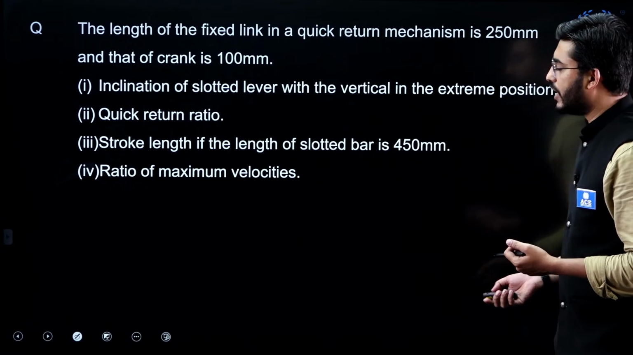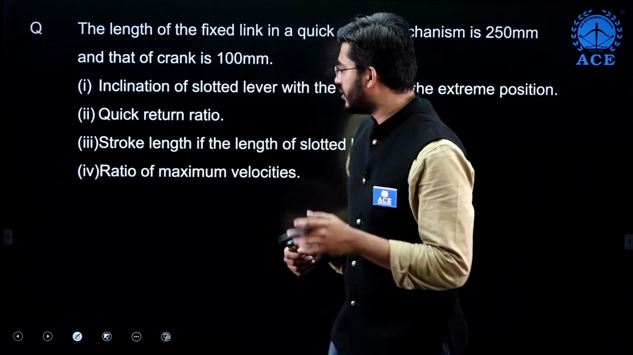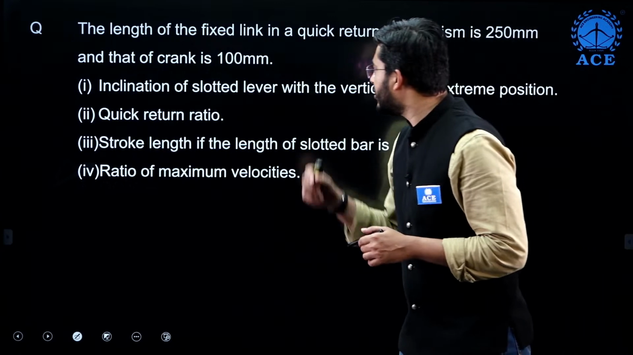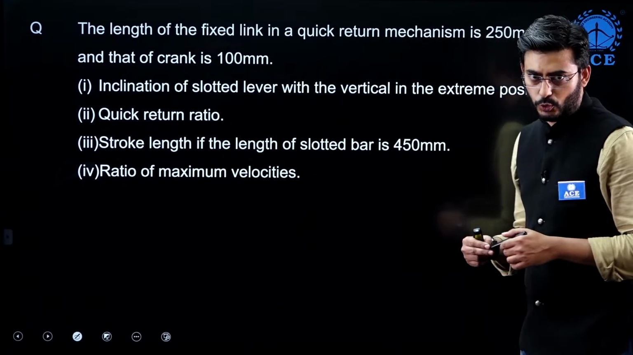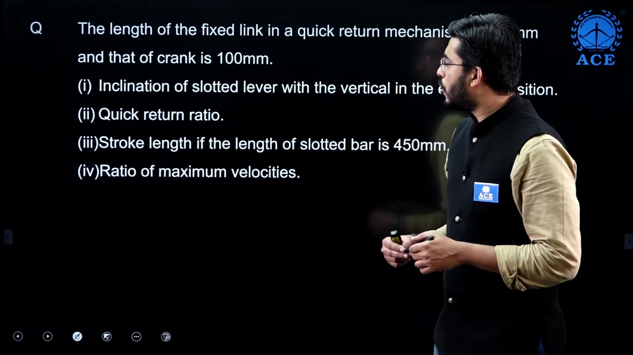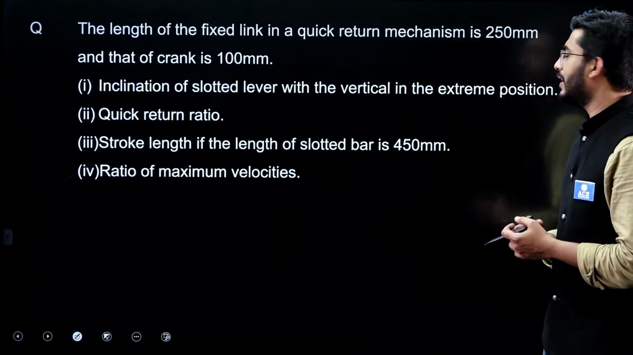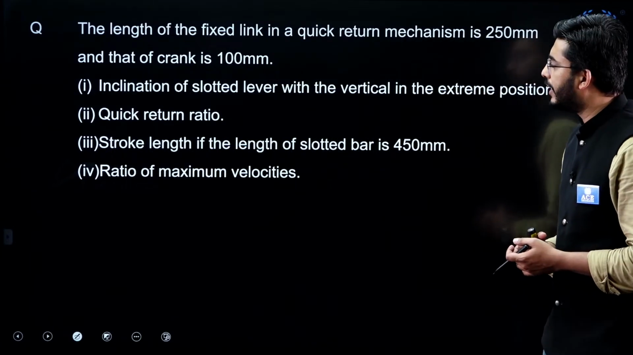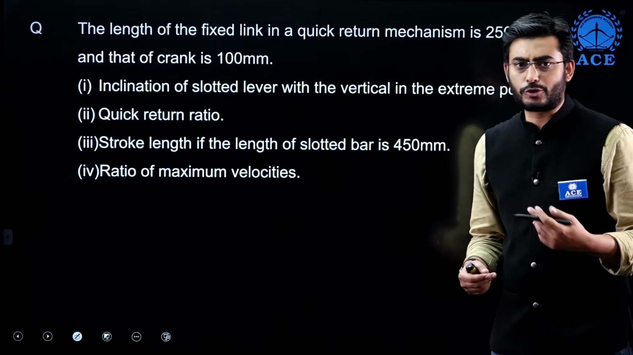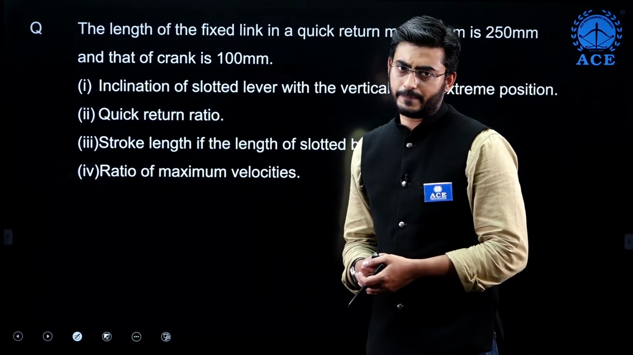Yes, another one, guys. We are going to discuss the quick return mechanisms. So here is one numerical based on the quick return mechanism. The length of the fixed link in a quick return mechanism is 250 and the length of the crank is 100 mm. Here we are required to find out the inclination of the slotted lever with the vertical in the extreme positions, and next is the quick return ratio. Third, we are supposed to calculate the stroke length, and fourth is the ratio of maximum velocities.